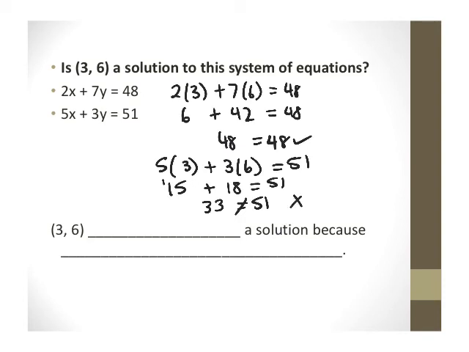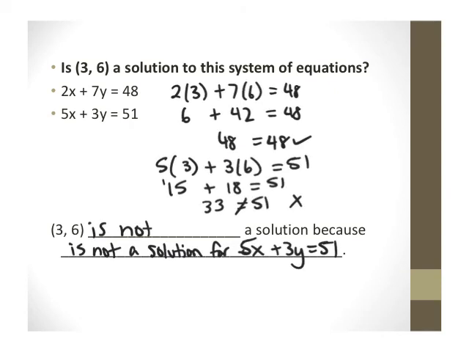So 3, 6 is a solution for the first equation, but it's not a solution for the second equation. So that means it's not a solution for the system of equations. So 3 comma 6 is not a solution because it is not a solution for 5x plus 3y equals 51. Okay? That's it. You could graph this and you would probably not find the intersection point at 3, 6. You would find it at another point. That's another way to prove it. But since I did it through math, this is how I would figure that out.